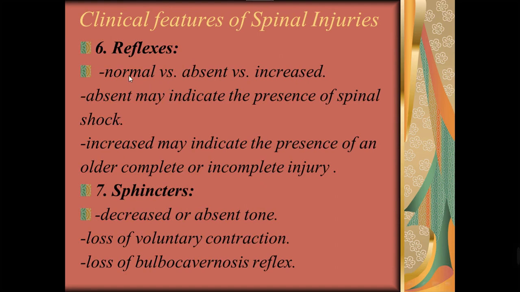Reflexes: are they normal, absent, or increased? Normal present, absent in the early stages while increased later on. Absent reflexes may indicate the presence of spinal shock, while increased may indicate the presence of an older complete or incomplete injury. First of all, in the spinal shock state there will be flaccid paralysis, but after that there will be a spastic paralysis and increased reflexes, hyperreflexia. Sphincters: decreased or absent tone, loss of voluntary contraction of the sphincter, or loss of bulbocavernosus reflex.